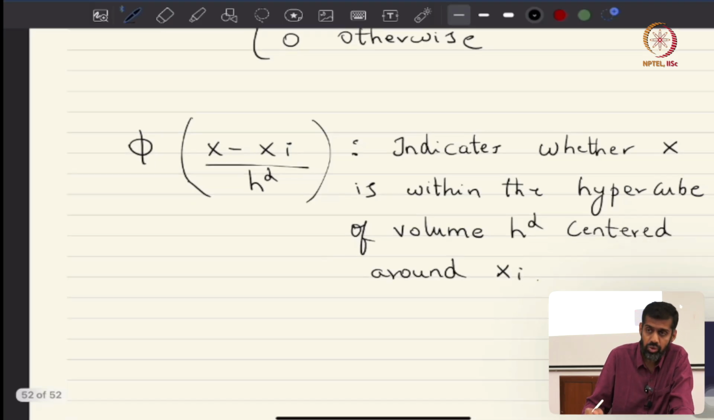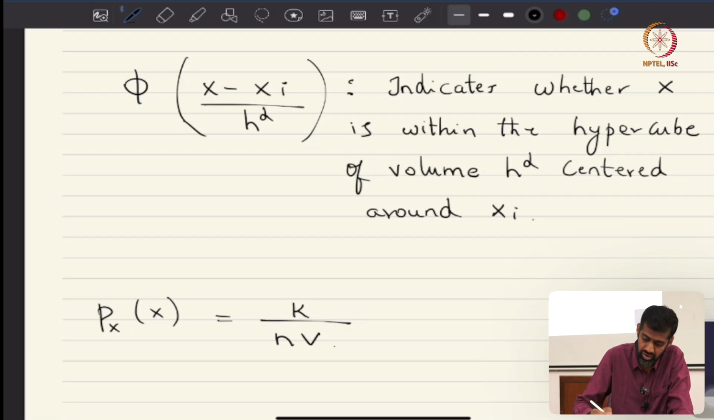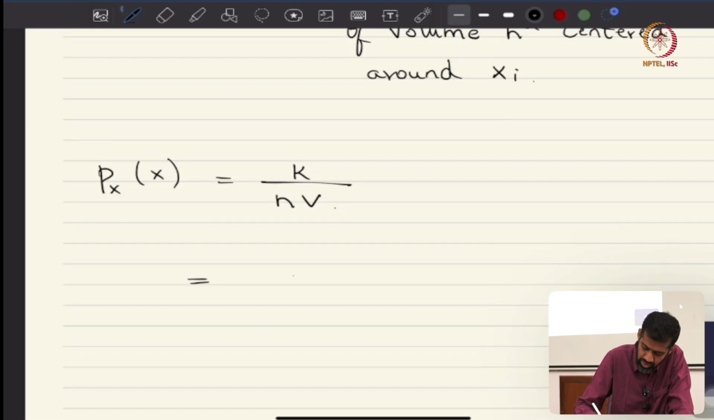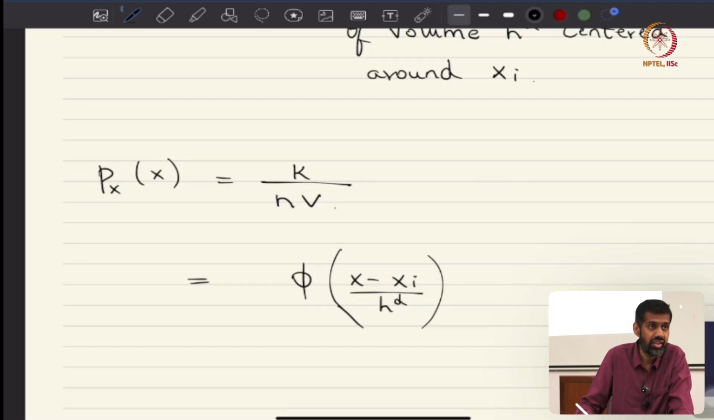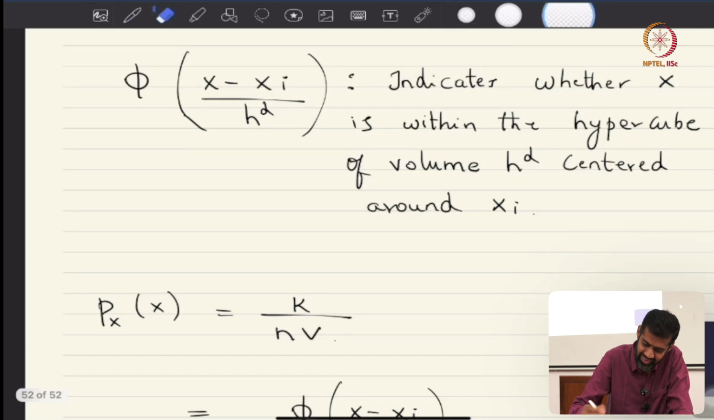Okay. Now, do we have everything that we need to get the density? We do, right. So, remember that the density at a point x is given by k upon nV, right. So, what is k? This will give you whether the point xi is within that particular hypercube. In fact I should have written it the other way around, right. So, this indicates whether xi is within the hypercube that is centered around x.